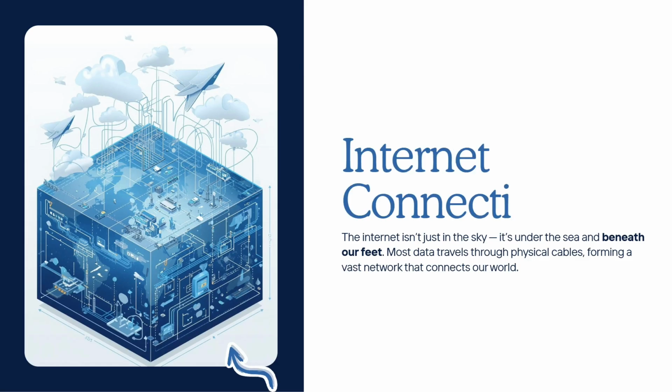When we think about the internet, we usually look up at the sky. We think of the cloud or satellites floating in space. But the truth is, the internet isn't really up there. It's down here. It's under the ocean and beneath our feet. Almost all the data you use, whether it's a text message or a movie, travels through physical cables that form a massive network connecting our world.